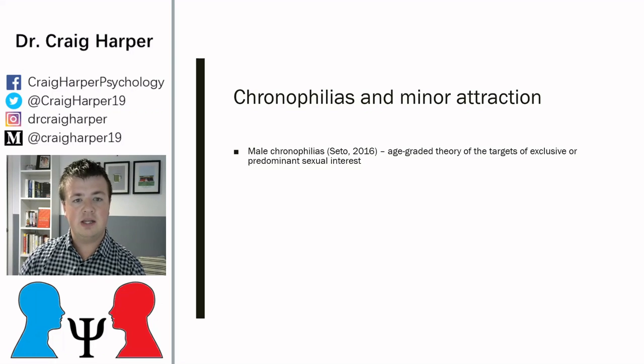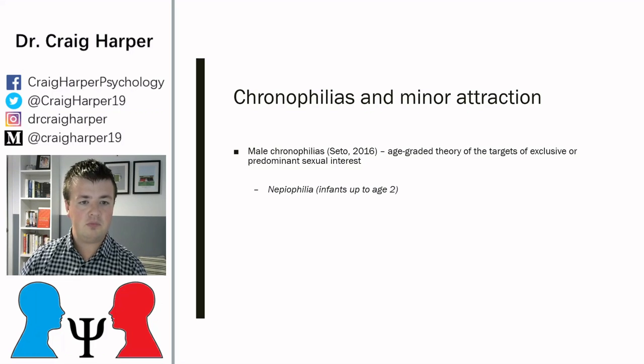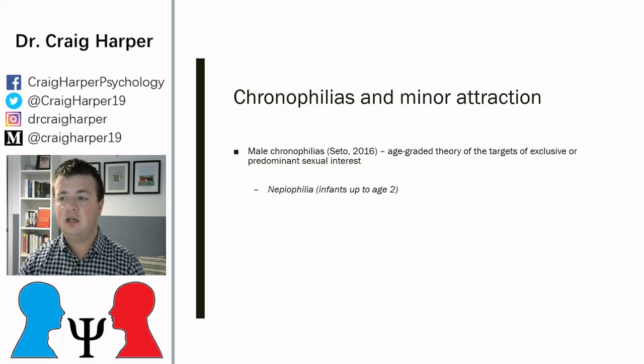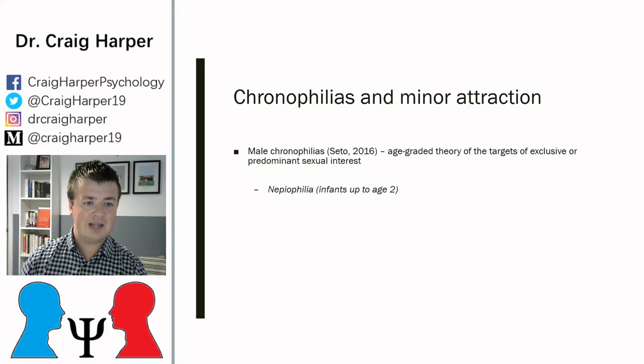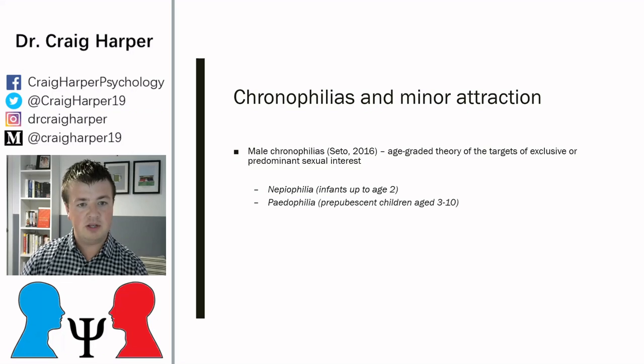So the theory of chronophilias is an age-graded theory of the targets of exclusive or predominant sexual interest or sexual attraction. Essentially what it suggests is that people can be primarily or predominantly attracted to particular age groups or body types, and that gives us some indication as to what chronophilia they may have. So, for example, if someone is nepiophilic, then they will be typically aroused by infants up to the age of 2. We next have a category that most people have heard of, which is pedophilia.